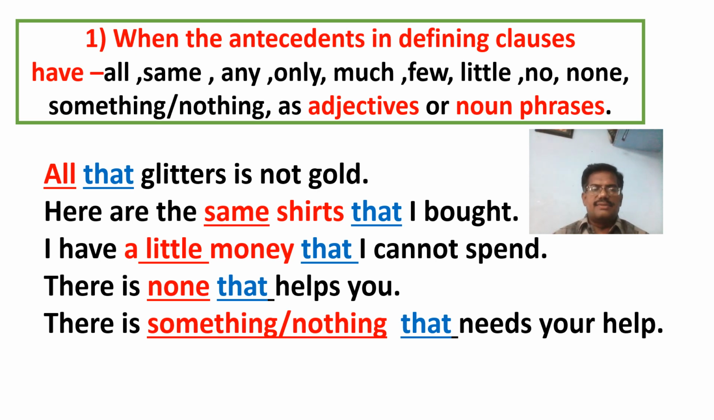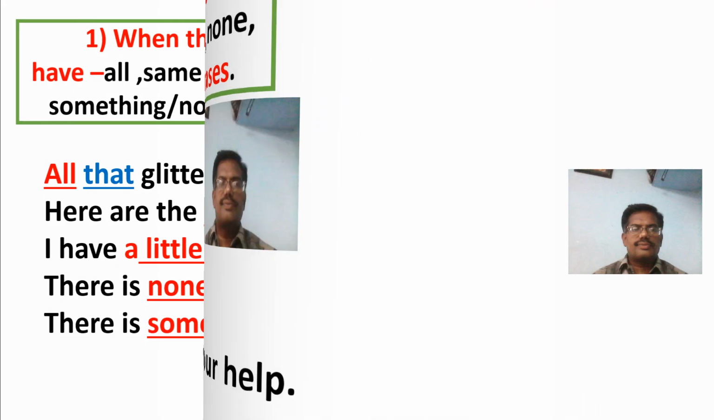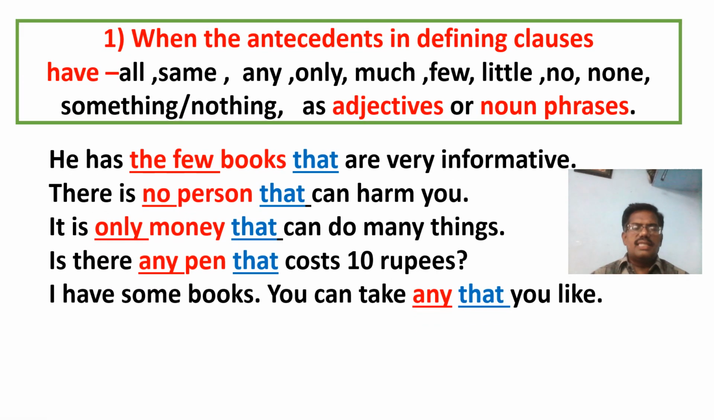A little is there, so we have used the relative pronoun that. None is there in the antecedent, so we have used that as relative pronoun. And something and nothing are there, so we have used that as relative pronoun. In the following examples, the word few is there, then we can make use of that. And no is there, so we can make use of that as relative pronoun.